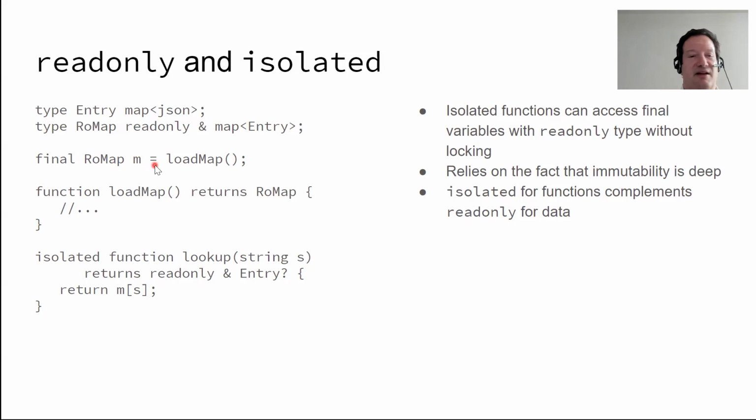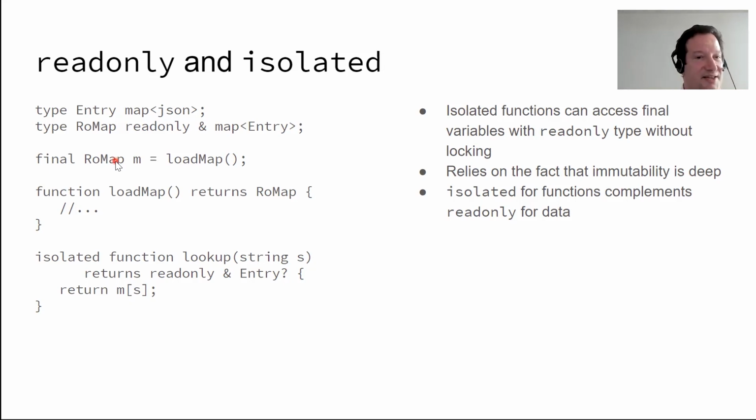And so in my program, I'm going to load some JSON from somewhere, from a file, say. So I load my map from a file. Now this is interesting because I've got a variable m. It's final, which means that I can't change the variable itself. And it refers to something. It's got a pointer to something that is deeply immutable.